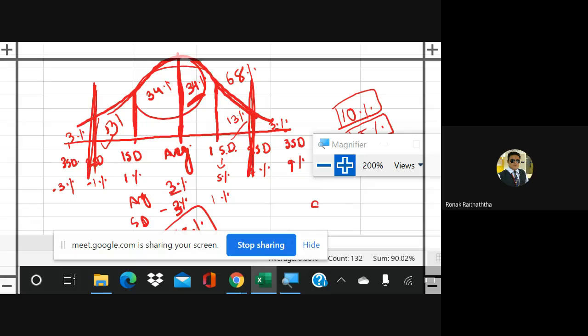There is a 94% probability that your returns will be falling within two standard deviations of the average. And for the rest of the area, there is 6% probability, 3% on the negative side and the rest 3% on the positive side. This is how the standard normal distribution looks like, right?